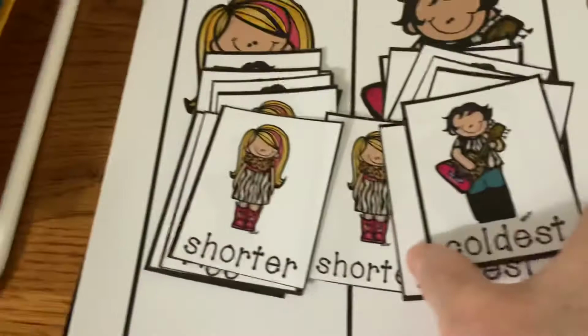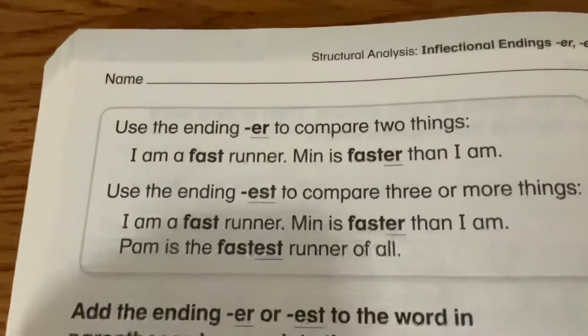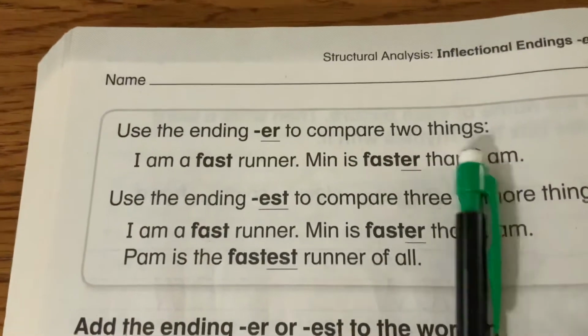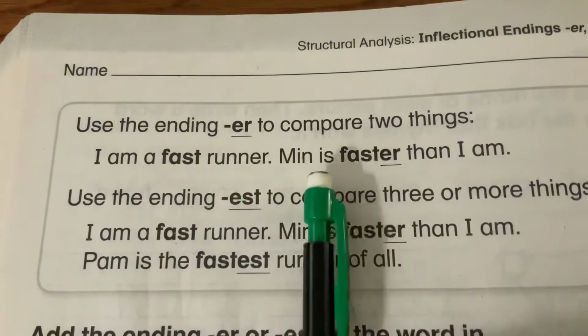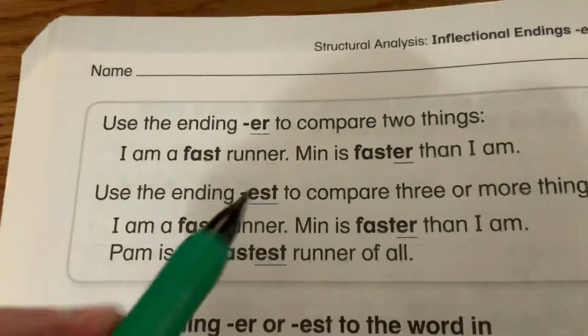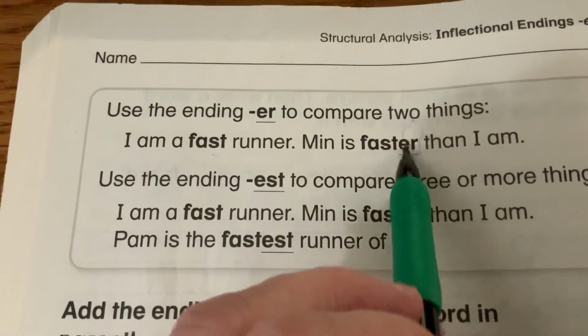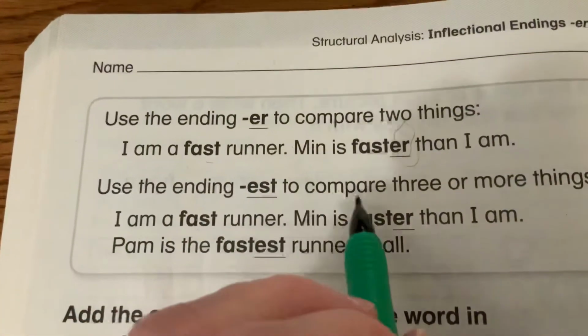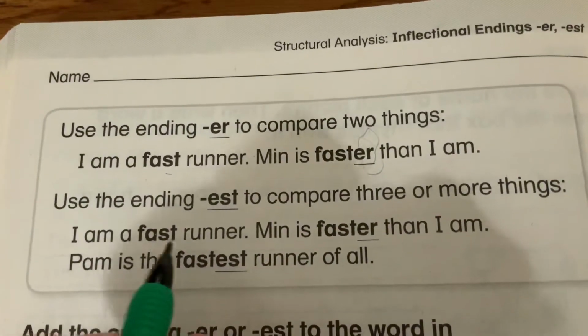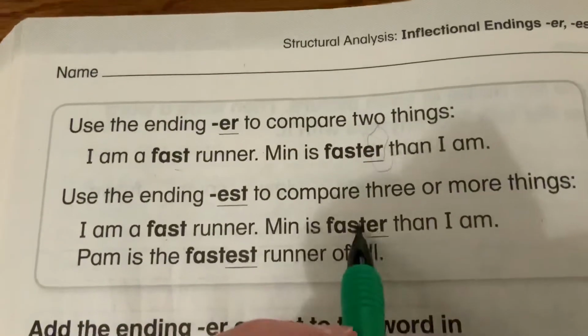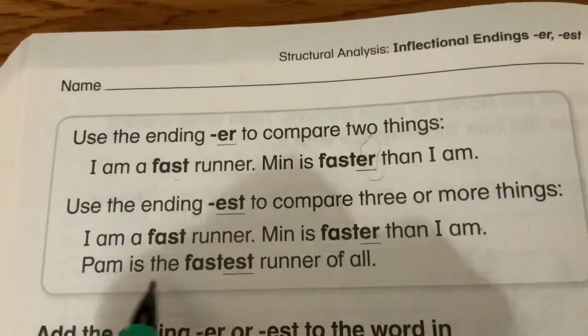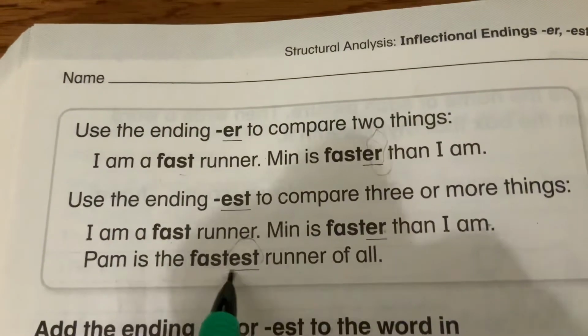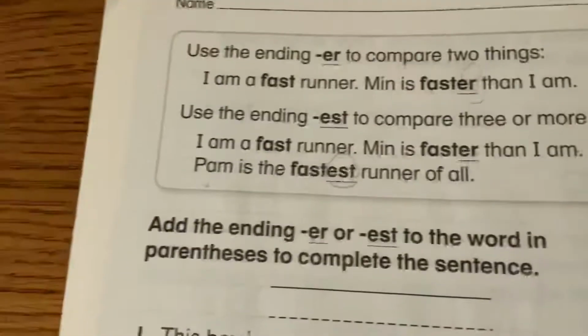Okay, then let's look in our red workbook, on page 256. And it says, use the ending ER to compare two things. I am a fast runner. Min is faster than I. We're comparing two runners, so we use ER. Use the EST to compare 3 or more things. I am a fast runner. Min is faster than I, comparing 2. Pam is the fastest runner of all. So we use EST because we're comparing 3 things.